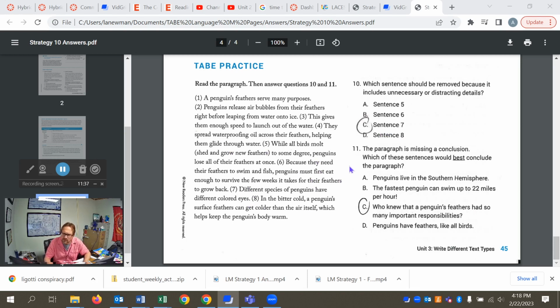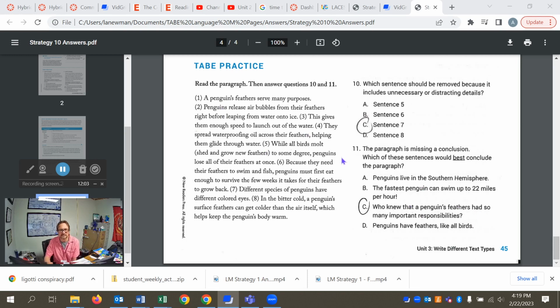Okay, 11. The paragraph is missing a conclusion. Which of these sentences would best conclude the paragraph? And it's C. Who knew that a penguin's feathers had so many important responsibilities? It connects back and paraphrases sentence 1, which is our topic sentence, and of course kind of calls back to some of the reasons that they talked about with this word responsibilities.